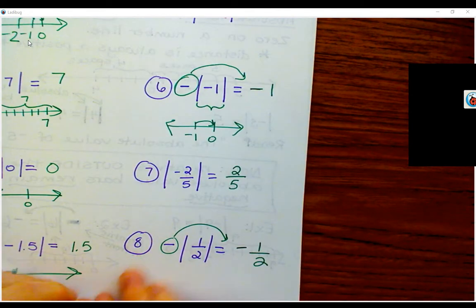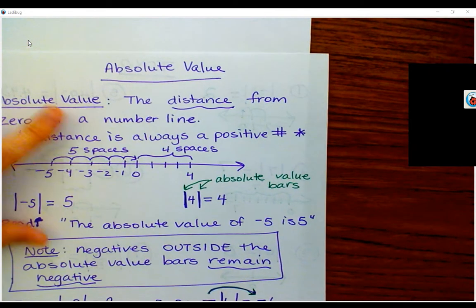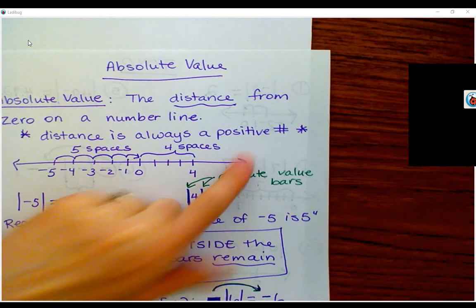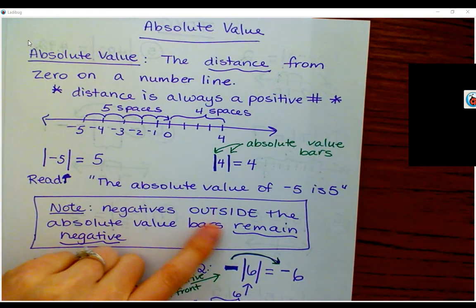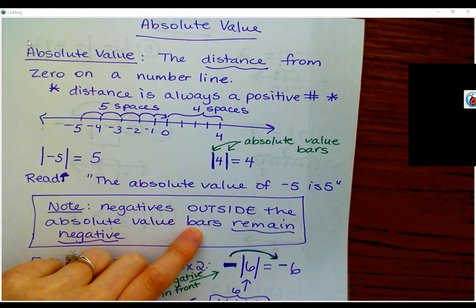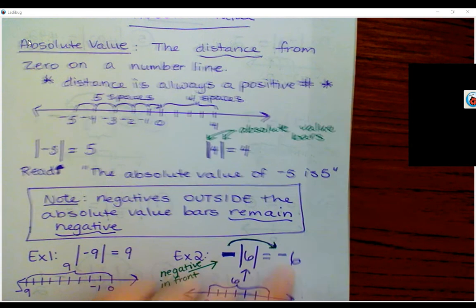Okay, so the big takeaways are absolute value is always a positive number. The only time you're going to get a negative answer is if there was a negative outside the absolute value bars, and you just keep it.